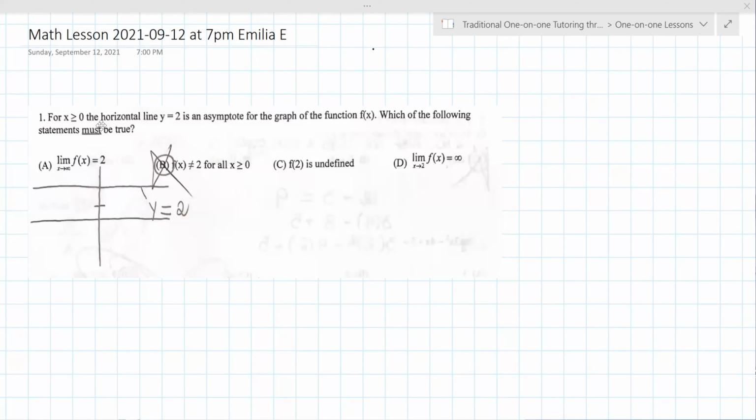Okay. For x greater than or equal to 0, the horizontal line y equals 2 is an asymptote for the graph of the function f of x. Which of the statements must be true? So this graph here is good. I kind of need to redraw something here. So let me just redraw it here. We only care about the positive side. We actually don't know what's going on over here. And it's always better to draw the asymptotes as dashed lines.